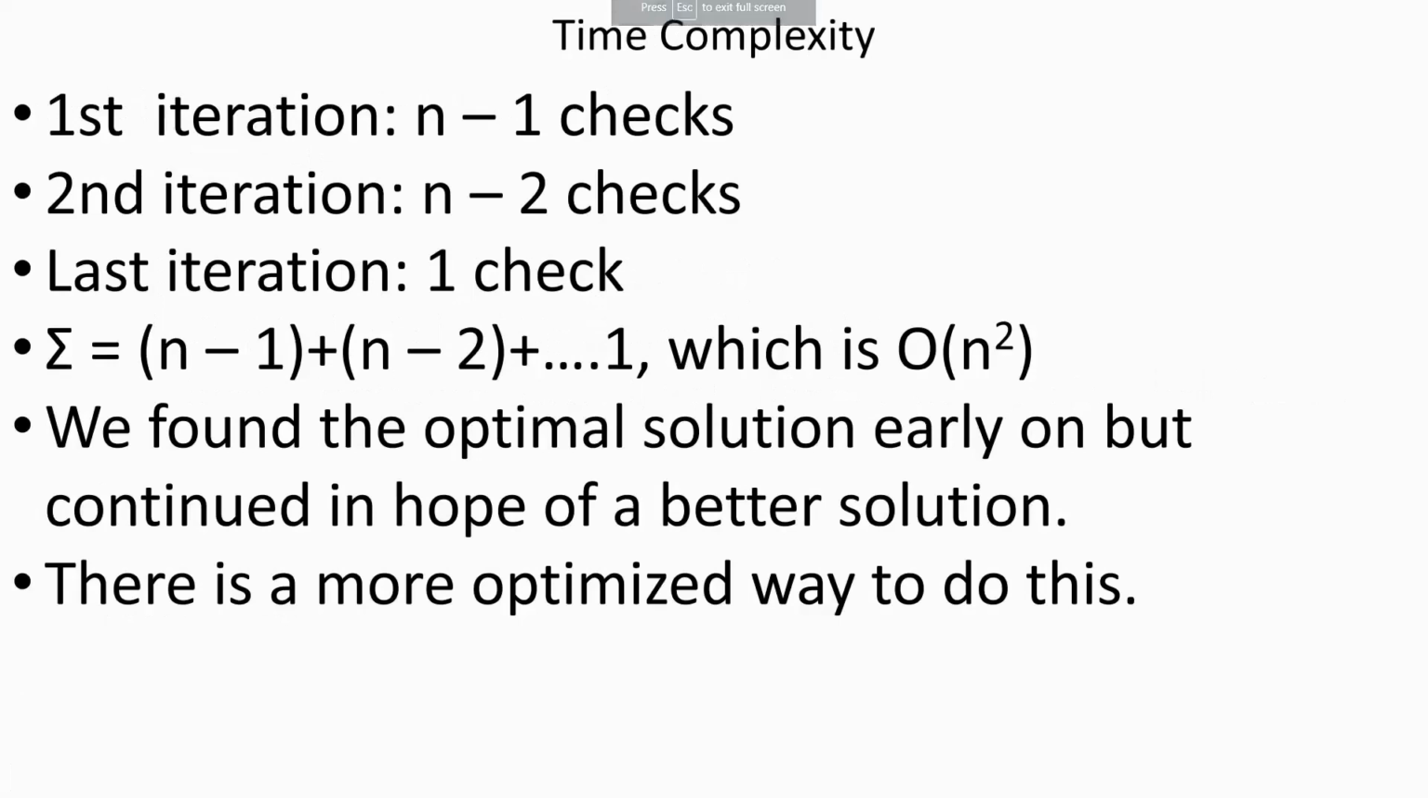The first iteration has n-1 checks, the second iteration has n-2 checks, all the way till the last iteration, which has 1 check. This is equal to n-1 plus n-2 all the way till plus 1, which is O of n squared. As you can see, we found the first optimal solution really early on, but we hoped that there would be a better solution, but there wasn't. There's a more optimized solution to this problem, which finds the optimal solution and then returns it without doing any redundant checks.